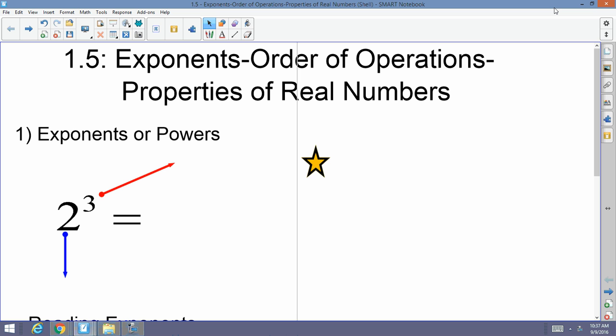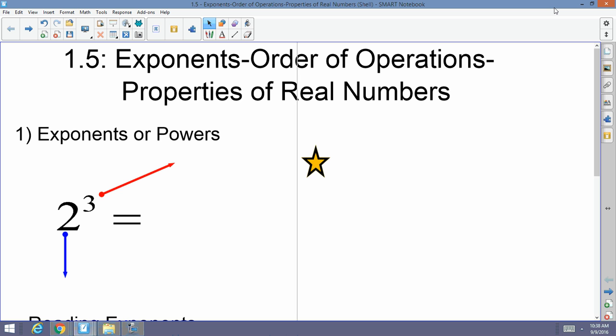Welcome back to Mr. Morrow's Algebra 2 class. Today we're going to wrap up Chapter 1 with learning about exponents, order of operations, and properties of real numbers. Very important stuff, guys. Please focus. Please ask questions. Please don't leave this class today without really understanding this.